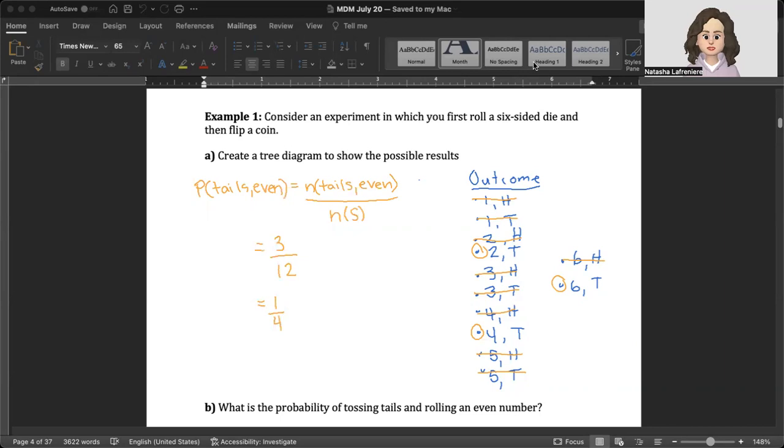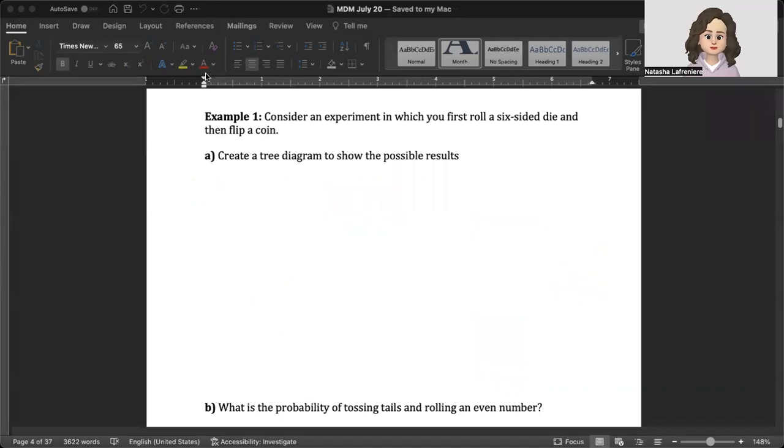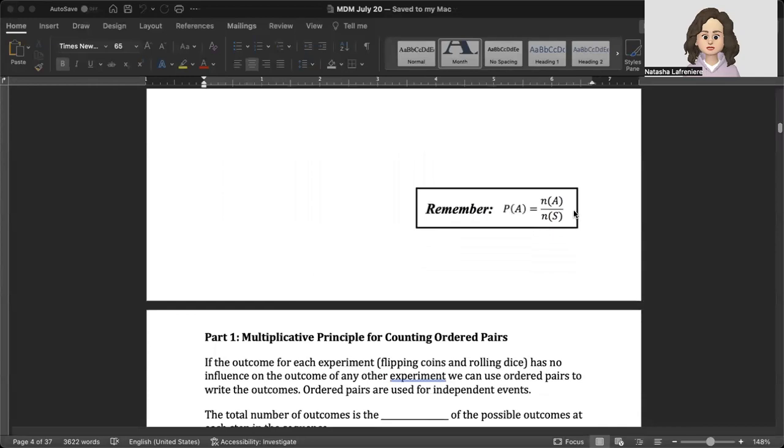So I'm going to be clearing this so I can scroll down. So just to remember that this is the formula that you would use to find the probability. So that's what we looked at. So the probability of getting tails and even is equal to the number of tails and even possibilities, and then the total amount.